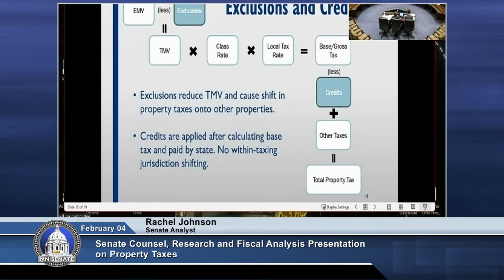Credits, on the other hand, are applied after the calculation of gross tax. They do not reduce a jurisdiction's tax capacity, and they do not result in a shift in property tax burden within the jurisdiction. After the gross tax is calculated, credits are subtracted from this gross tax, and other taxes, including the operating referendum, bonding referendum, and state general tax, are added. Then you can calculate the total property tax.